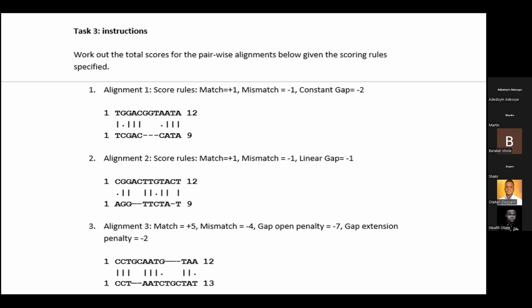So the total number of gaps is minus 40.